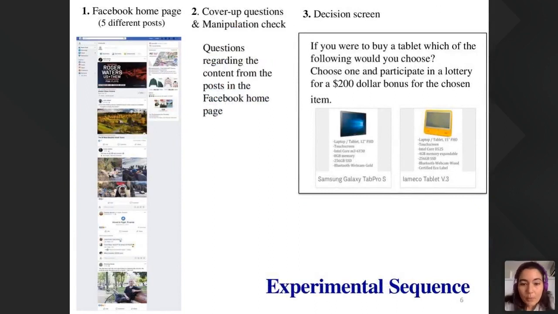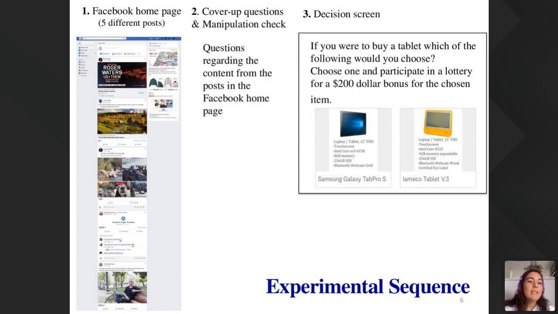So the experimental sequence would look like this. First, you would be shown an image of a Facebook homepage with 5 different posts. And the posts, if you were in the control condition, would be just irrelevant posts from a concert, trip, and so on. And if you were assigned to a treatment, then, for example, if you were assigned to the green advertisement treatment, you would see an advertisement of a low carbon product.